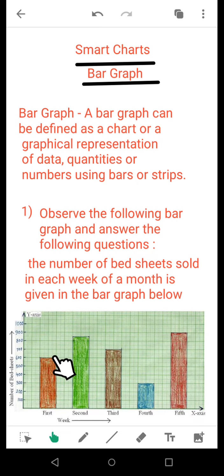If you observe the bar graph, you can very well observe that the bars are rectangular in shape and their thickness is the same. Consider the thickness over here, this thickness. All the 5 bars, their thickness is the same. So in a bar graph, this is also a characteristic: the thickness of the bars or rectangles, whatever you may say, is always the same for that particular bar graph.